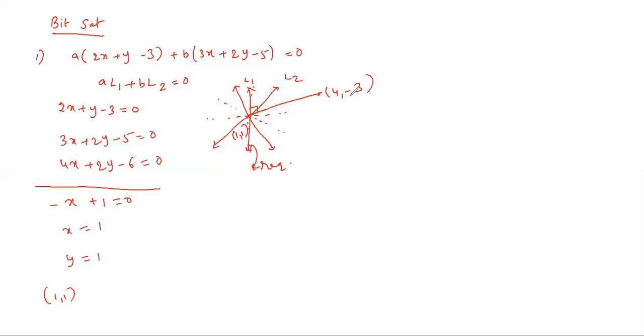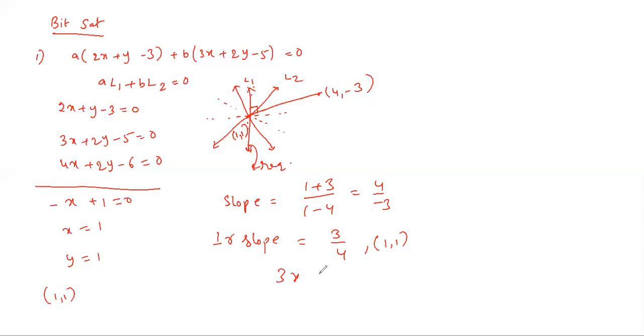The slope of this line is (1 + 3)/(1 - 4) = 4/(-3). But you have to take the perpendicular slope. The perpendicular slope is 3/4, and the point is (1, 1). So 3x - 4y = 3 - 4. So the line equation is 3x - 4y + 1 = 0.